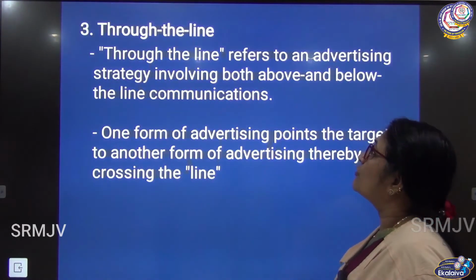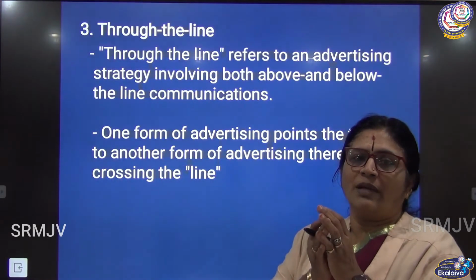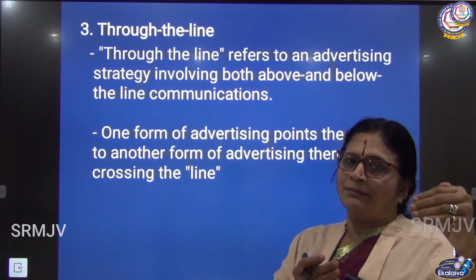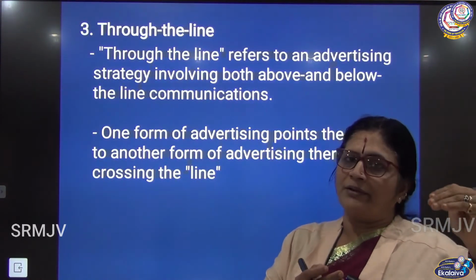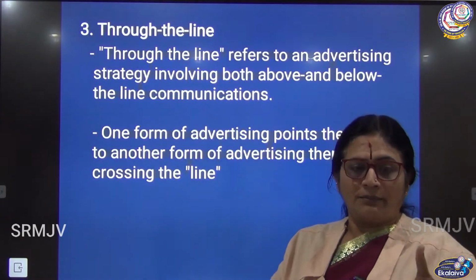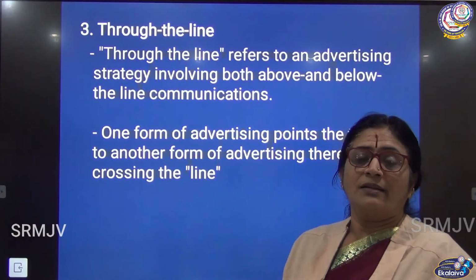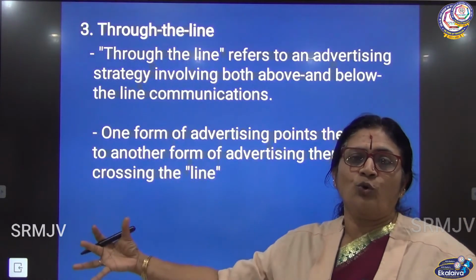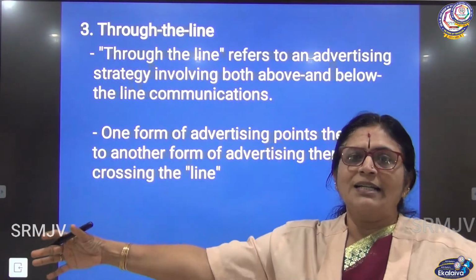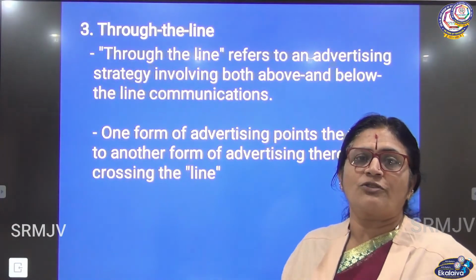So the next approach is the through the line approach. Through the line approach is the combination of both above the line and below the line. Above the line, I said, is all advertising: online, media, press, banners, electrical banners or hoardings, pamphlets. You're covering a wider market and it's very expensive, we said. Below the line is where, within the showroom, if it is an automobile showroom, you're going to display your brand. There will be a sales representative explaining the features of the product.